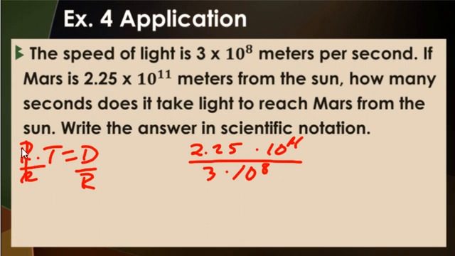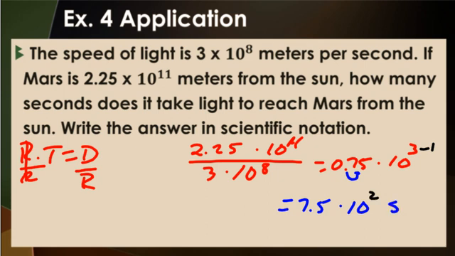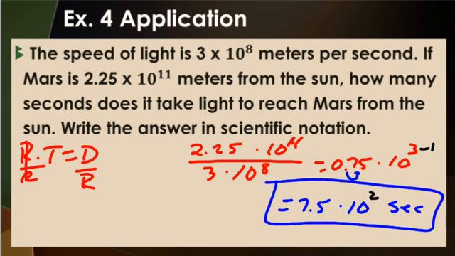2.25 divided by 3 gives us 0.75 times 10 to the third power, because 11 minus 8 would be 3. We need to put it in scientific notation, move it 1 to the right. So we would have 7.5. We lost a decimal place. So times 10 to the second, and this would be seconds. So that is our lesson on scientific notation.